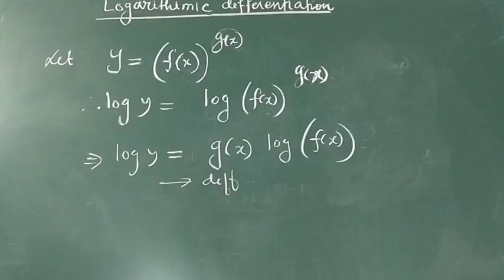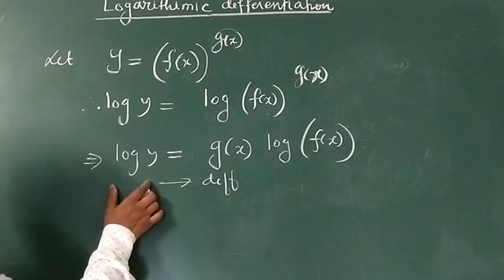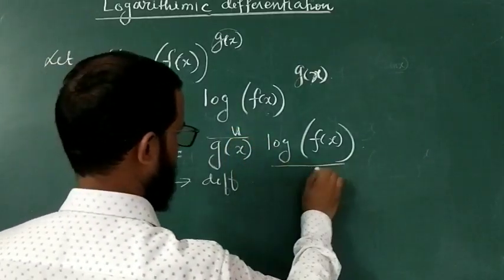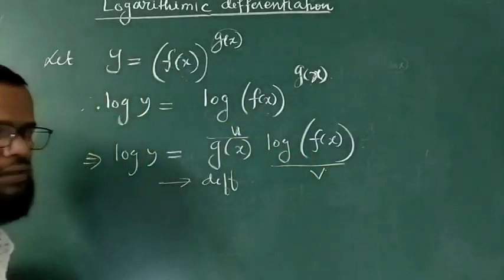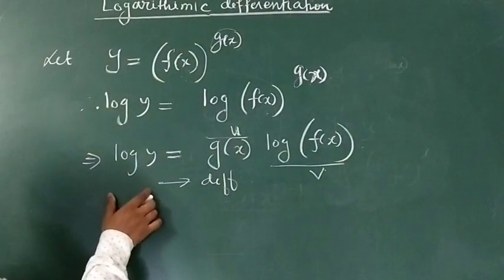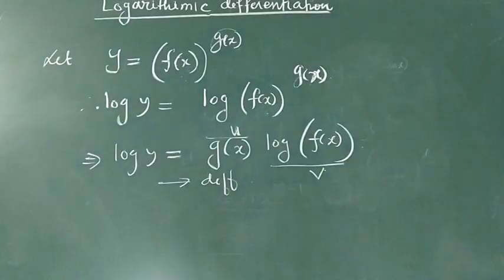So the derivative of log y is 1 by y dy by dx. Then, if you suppose this is u and this is, suppose, v, use the product rule and find the derivative of this particular function, and from here you can finally find dy by dx. Take some examples, you will understand better.